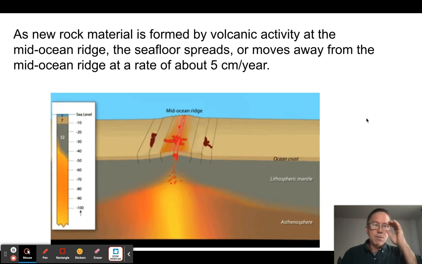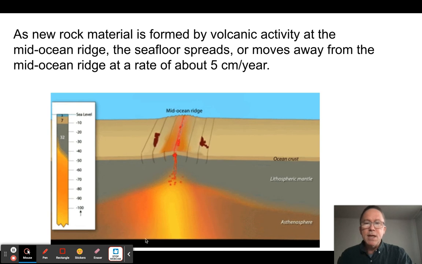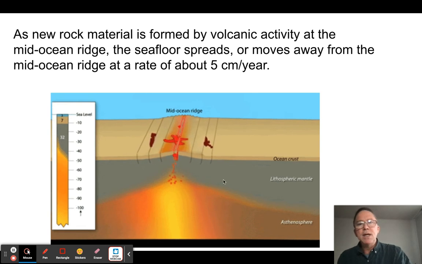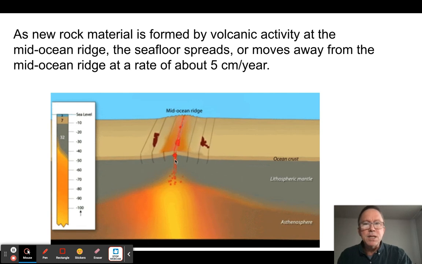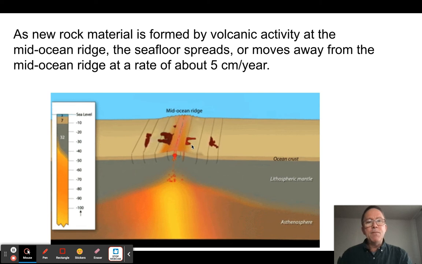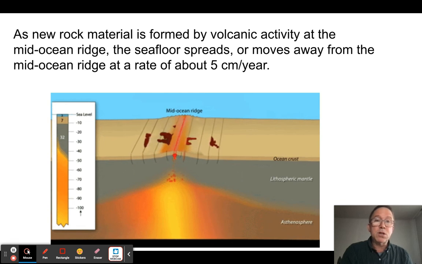Now, here's a nice little GIF that's showing us what's going on. So the mantle is coming up going this way. This convection is coming up going this way. This side of the lithosphere is being pulled this way. This side is being pulled that way. And as it does, you can see magma comes up and we see it freeze and then it moves away. And it moves away at about 5 centimeters a year. That's about the rate at which this tectonic motion is occurring.